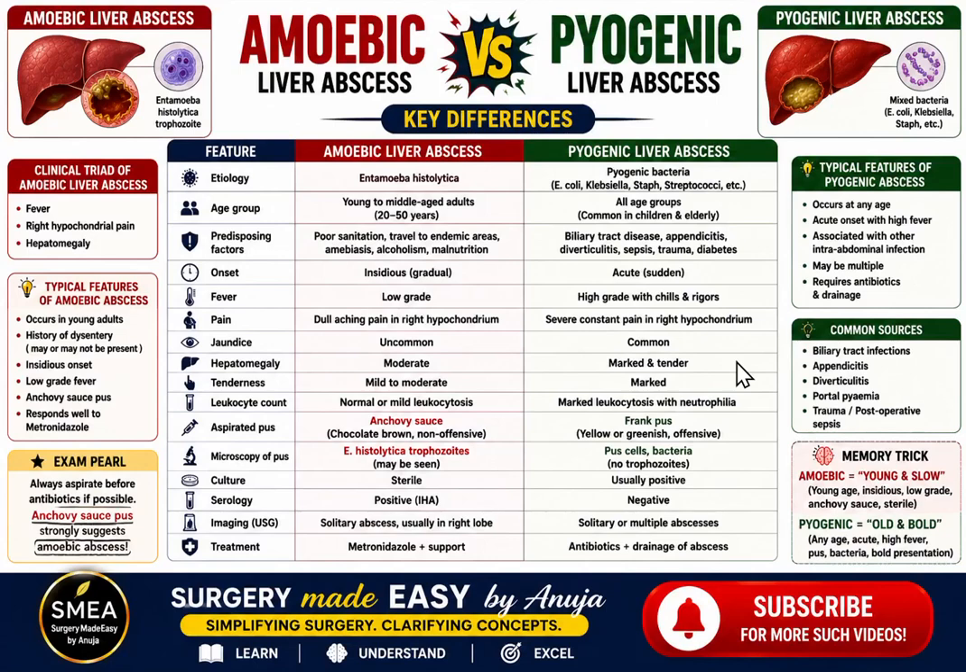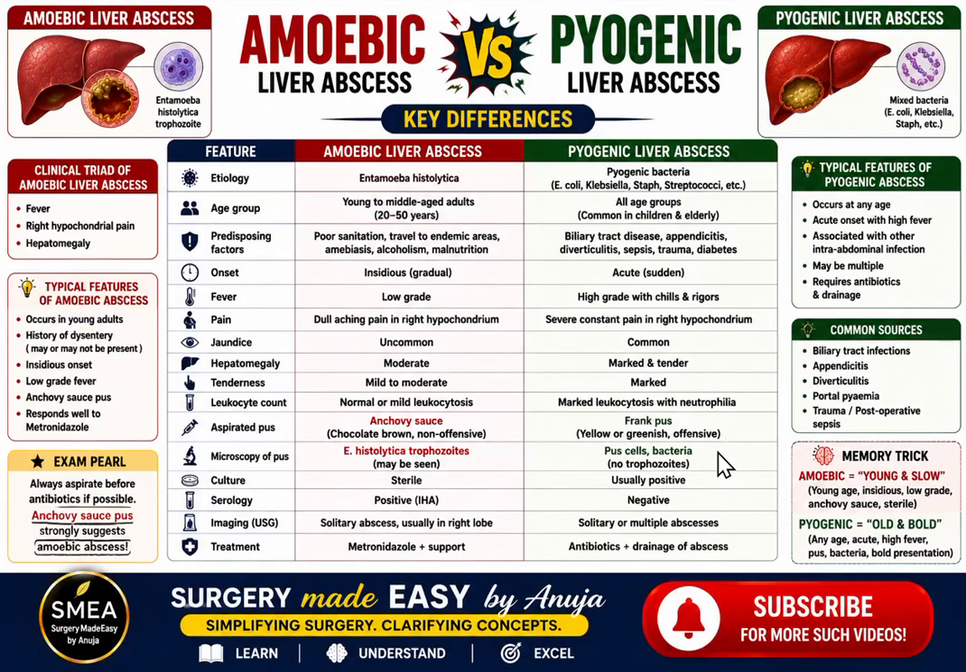Hepatomegaly is marked as well as tender on palpation. The patient has marked leukocytosis along with neutrophilia and increased WBC count. When the pus is aspirated, we can see the pus is frank and yellow or greenish in color, and it has an offensive odor.